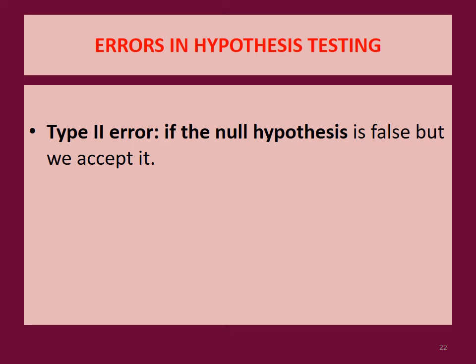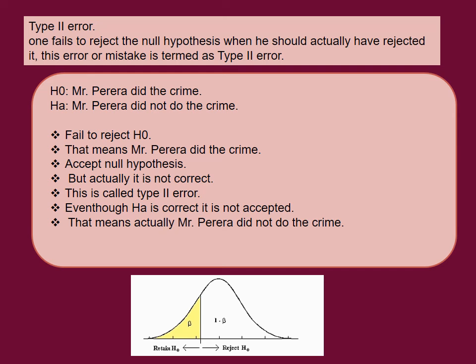If the null hypothesis is false, but we accept it, that is called type 2 error. That is also not good, no? That is also not good because the null hypothesis is false, but we accept it. One fails to reject the null hypothesis when he should actually have rejected it. This error or mistake is termed as type 2 error. Actually, we need to reject the null hypothesis, but we accept it. That is the type 2 error.